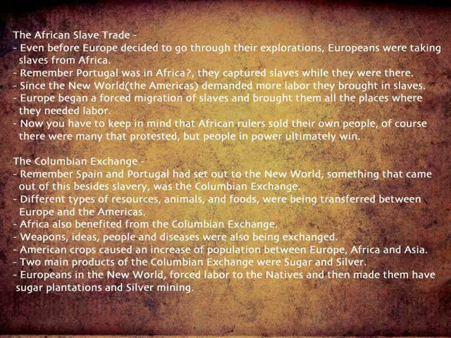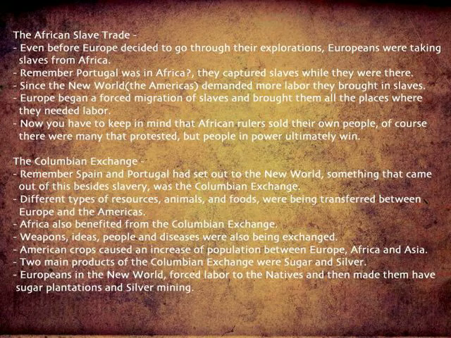Besides slavery was the Columbian Exchange. Different types of resources, animals, and foods were being transferred between Europe and the Americas. Africa also benefited from the Columbian Exchange. Weapons, ideas, people, and diseases were also being exchanged. American crops caused an increase of population between Europe, Africa, and Asia.